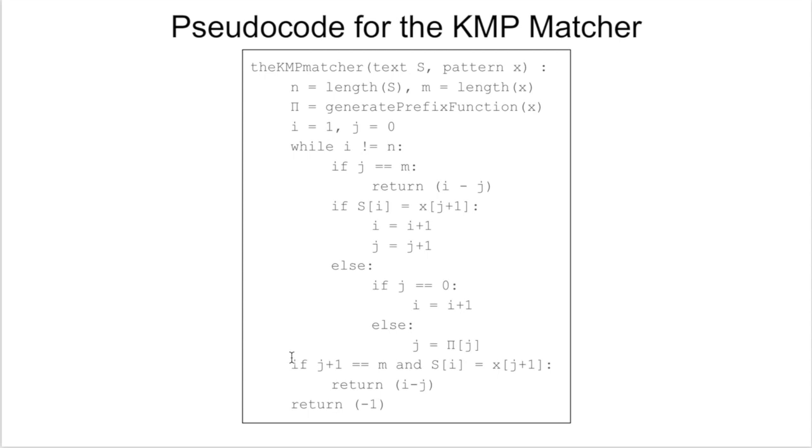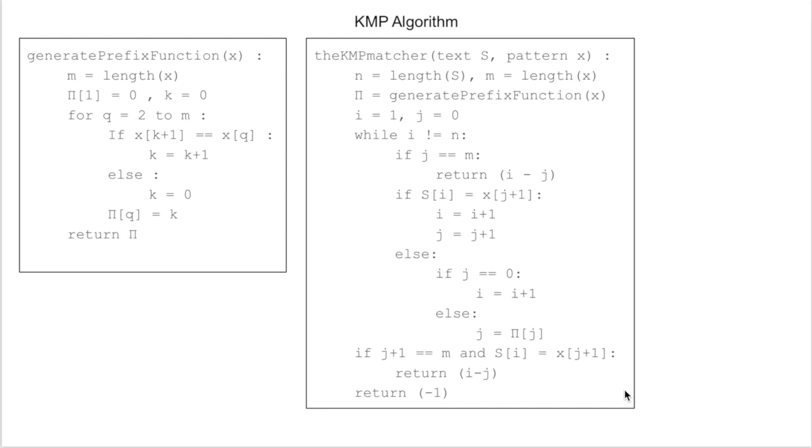This part is handling the corner case where both my i and j plus 1 are pointing to the ends of their respective arrays, and I have a match, the pattern exists in the string, and the last character matches. This is the KMP algorithm put together in one single slide. We'll be analyzing the time complexity using this.